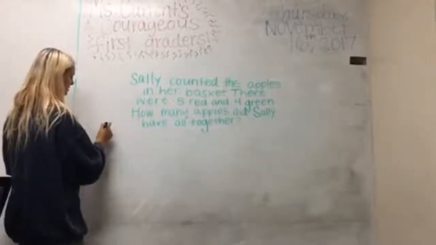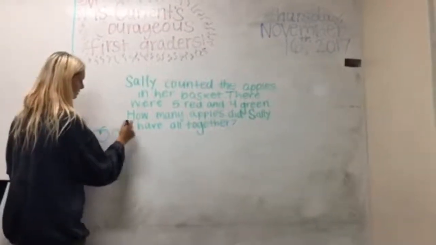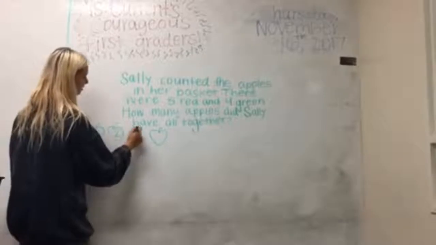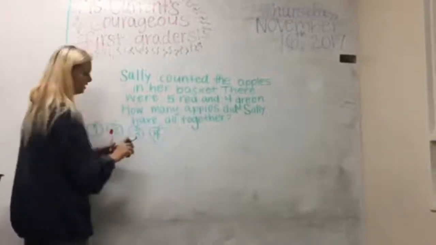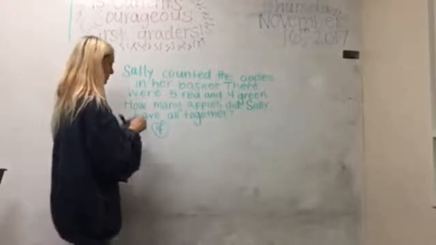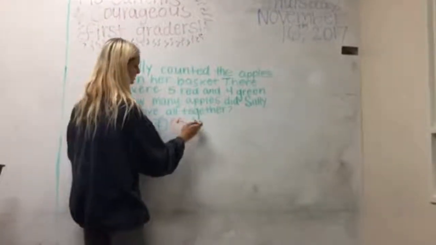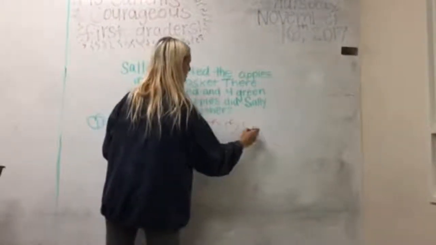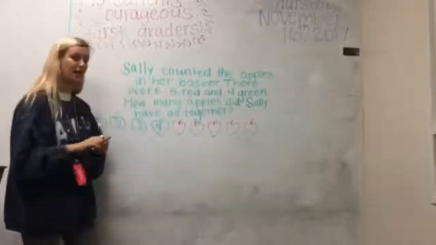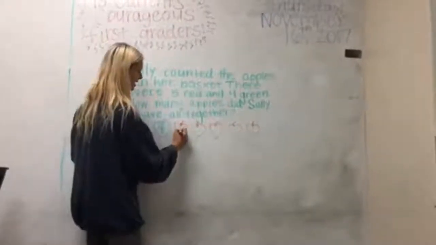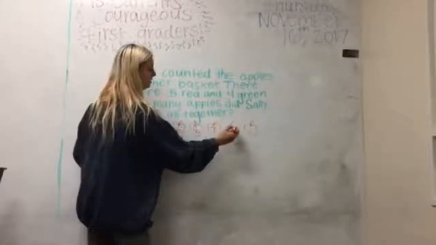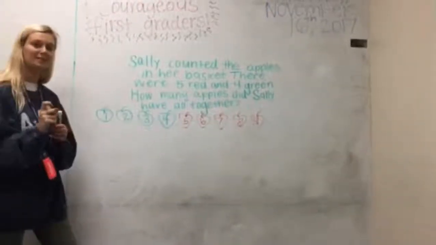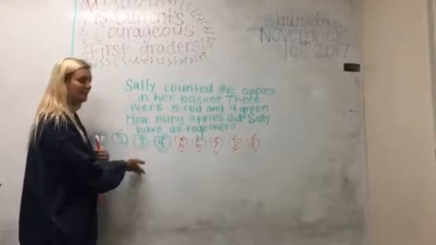So she had 4 green, she has 5 red, how many does she have altogether in total? 5, 6, 7, 8, 9. Sally has a total of 9 apples in her basket. That's what the problem is trying to ask us, and that's what we solved today.